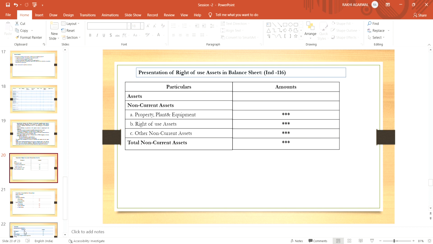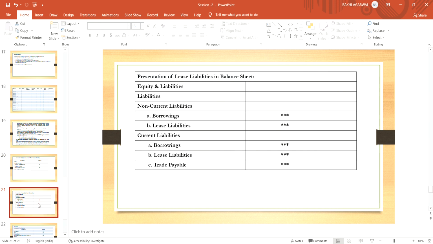Then comes how we will disclose the right of use of assets, that is any asset taken on lease. We will study in detail in Ind AS 116. We will discuss the right of use of assets under non-current asset in this way, and also liabilities under non-current liability. If the liability satisfies the definition of non-current and current, then we will disclose under non-current and current liability as lease liability.